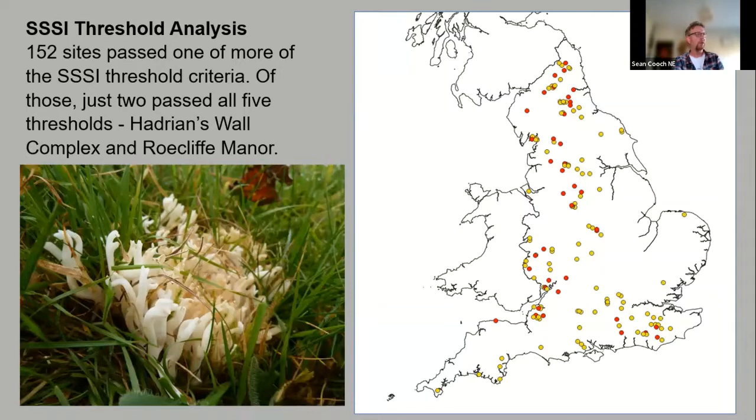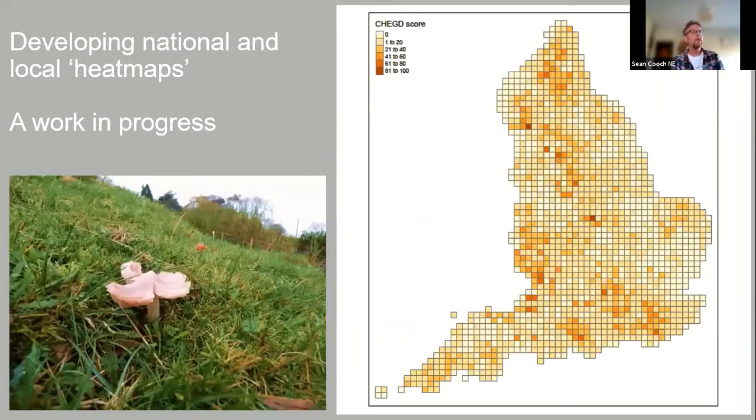of the CHEG-D thresholds. Okay, Hadrian's Wall is a complex. Rowcliffe Manor is a single site. So Hadrian's Wall is one of the meta sites, if you like. This is very much a work in progress. We're developing what we call heat maps. And as more and more data come in, and just to kind of put it into perspective, at this stage we've only analysed about 30% of the records in real detail. So this map will be populated more.